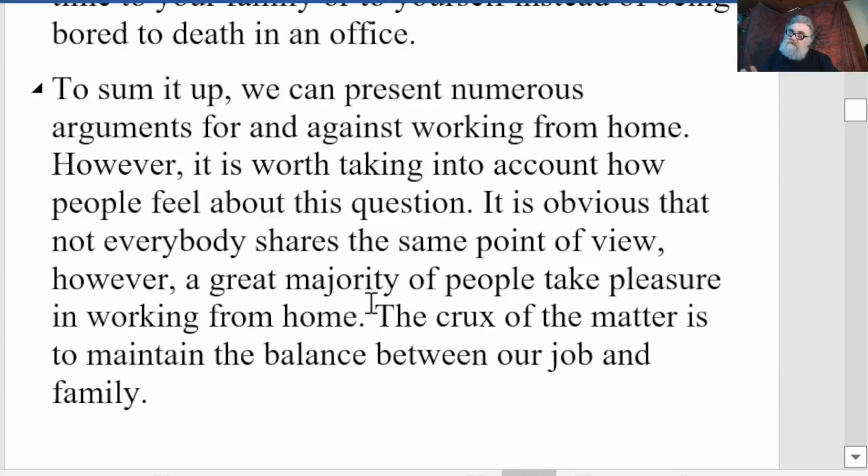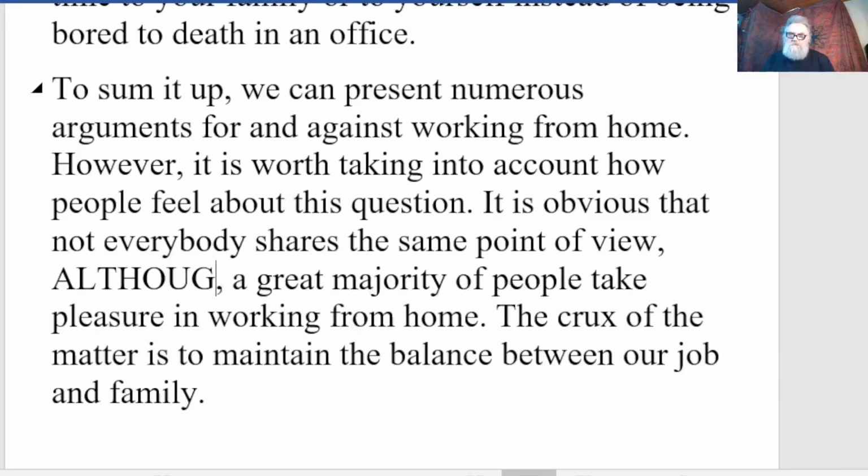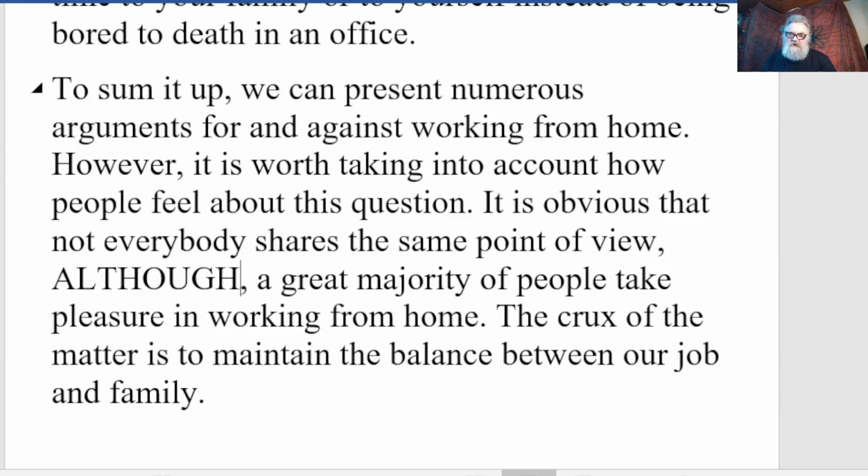To sum it up, okay, we can present numerous arguments for and against working from home. However, it is worth taking into account how people feel about this question. It is obvious that not everybody shares the same point of view. Two howevers. However, a great majority of people take pleasure in working from home. Okay, so two howevers. It is obvious that not everybody shares the same point of view, although a great majority of people take pleasure in working from home.